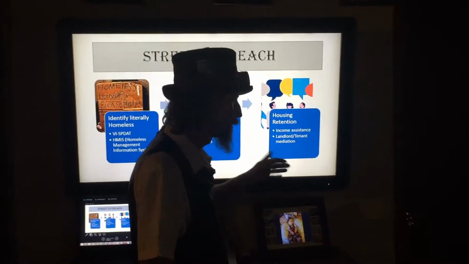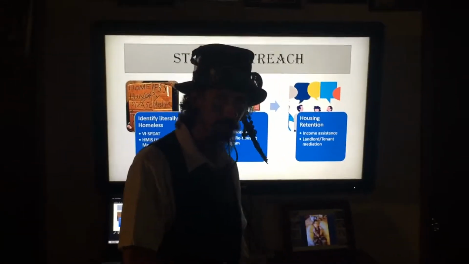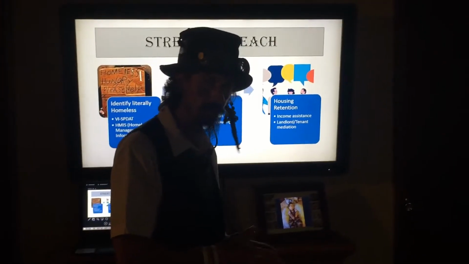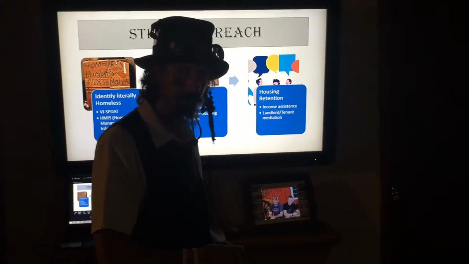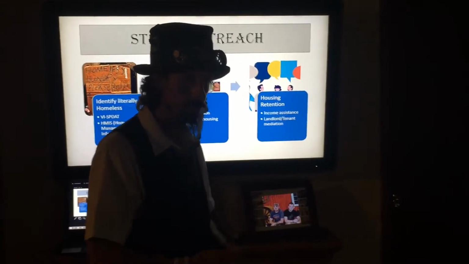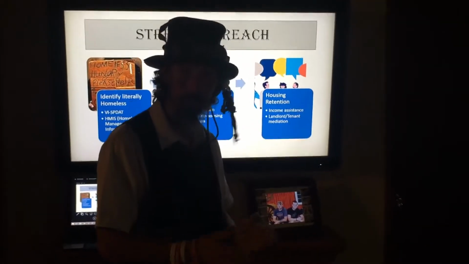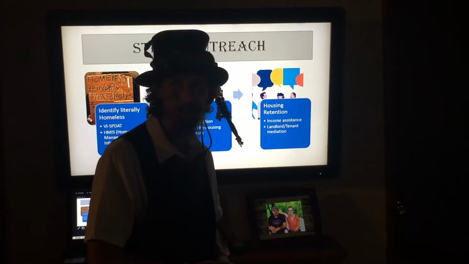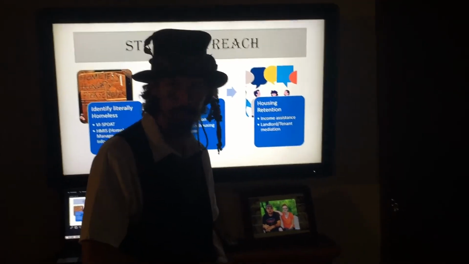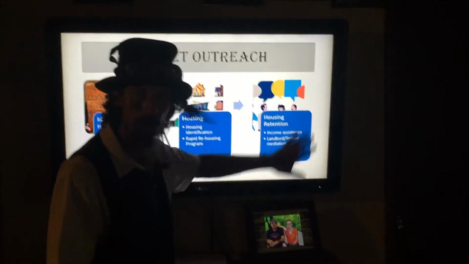And then there's landlord-tenant mediation. That's just, once you get them in the house and you're trying to work them through the program, it is your responsibility. If the landlord has a problem with the tenant or the tenant has a problem with the landlord, either way it goes, you're the middleman, you're the referee. You've got to get in there and get that done. So that's what all that's about.